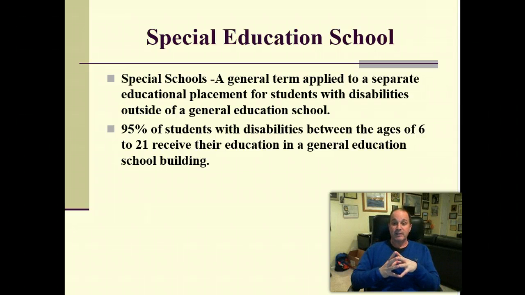95% of students with disabilities between the ages of 6 to 21 receive their education in a general ed building. So, although there are these special education schools, what's good to see here is that the overwhelming majority, 95% of students with disabilities, are being educated in a general education school building. But as we said, some students, because of the nature and severity of the disability, are so severe that they require a special education school for them to function, or for them to receive the appropriate education.